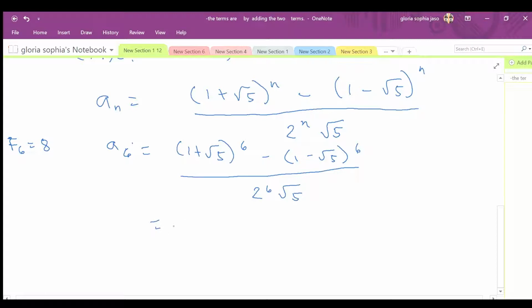So, let's process it using a calculator. Use a scientific calculator, class, to compute this. Raised to 6, minus 1, minus square root of 5. And when you're using a calculator, be very careful about the parentheses.